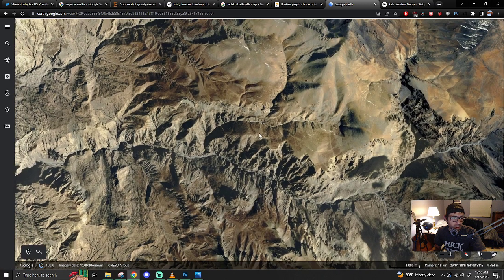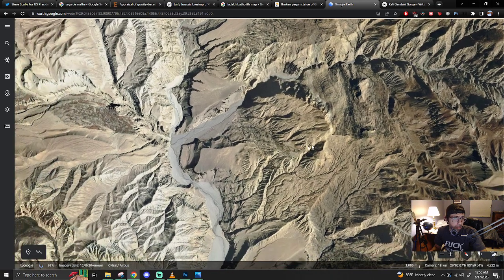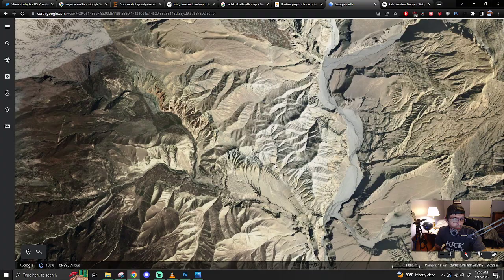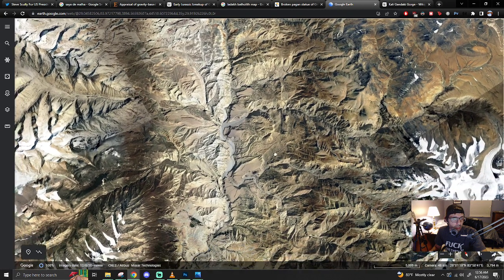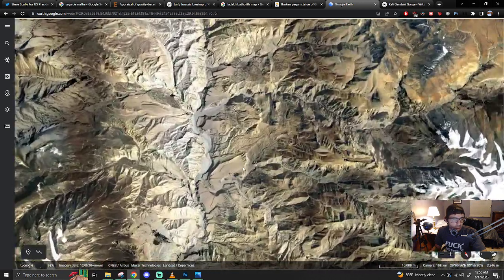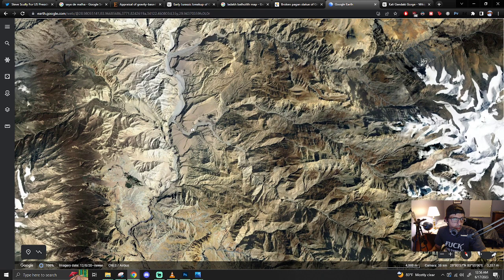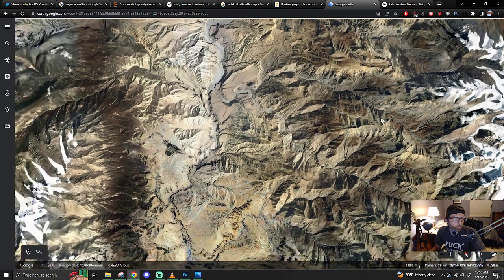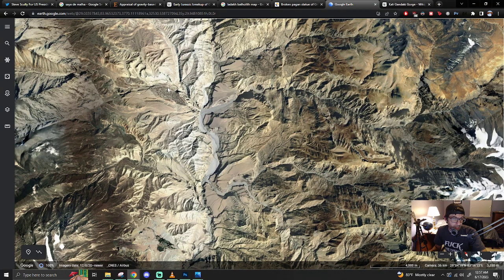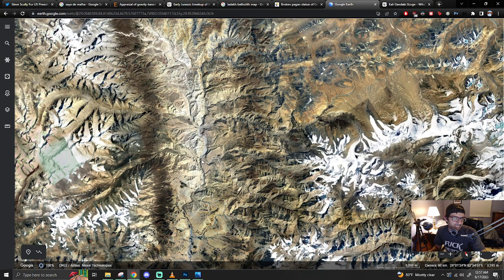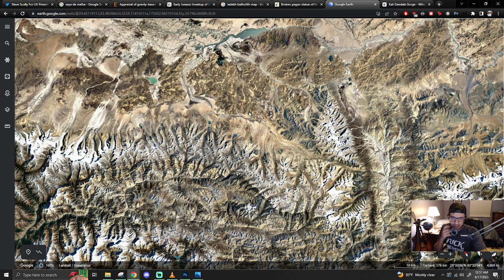Okay. Where was I just looking? Down in here. Dendrites. Looks kind of like a horse or a unicorn. It's a unicorn! Whoa. Unicorn with lightning.